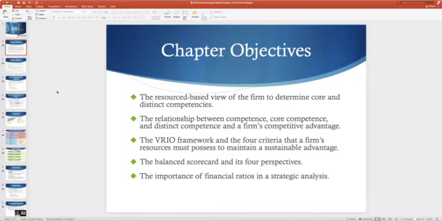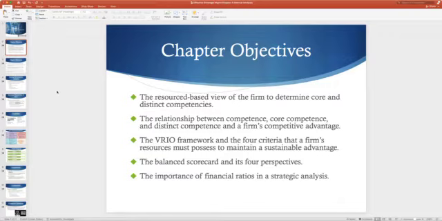a competitive advantage. There's a simple little back of the envelope type of analysis that managers can do to look at their resources and capabilities to see if they might be able to create a competitive advantage. And it's called the VRIO framework. We'll look at that. And then we'll discuss the balanced scorecard and the different perspectives that go along with that.